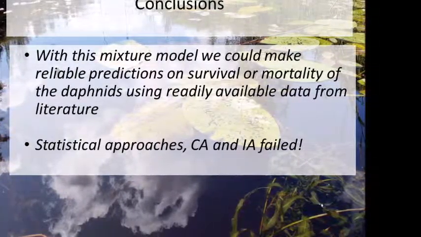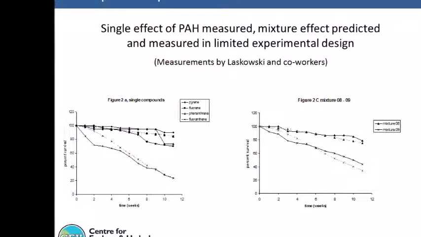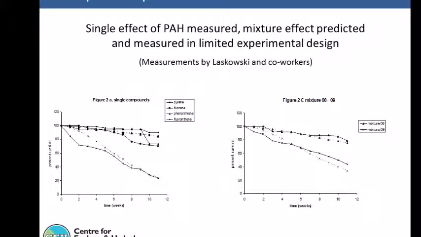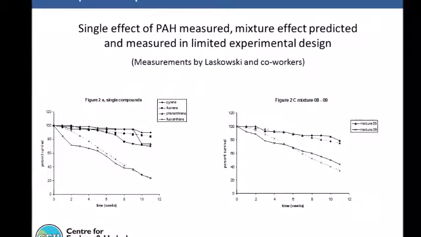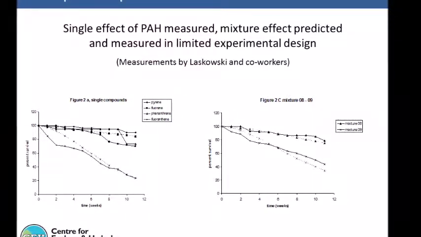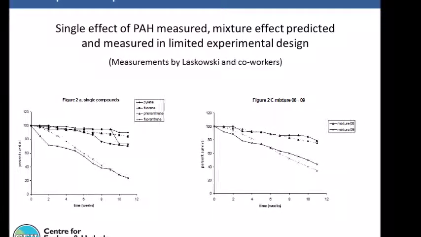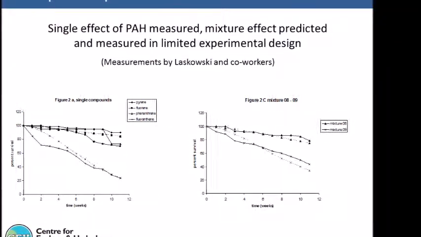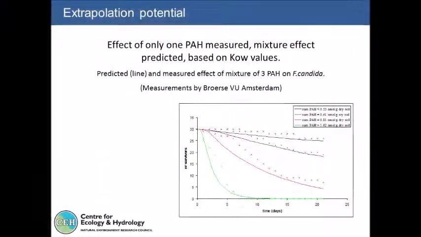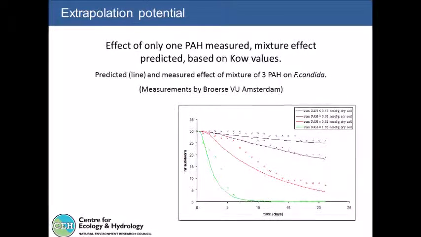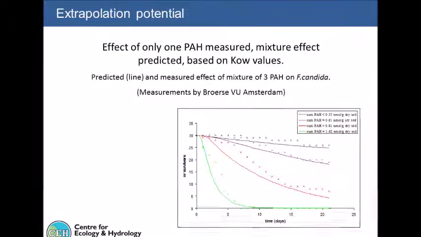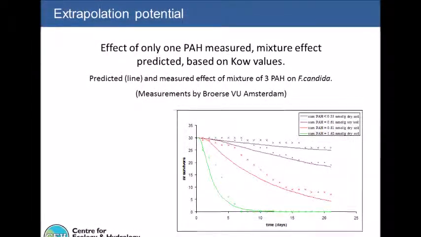We were looking at the effect of PAHs, mixtures of PAHs. This is a measurement that was done in the laboratory of Kees van Gestel at the VU. Mieke Broers did the measurements. Basically we had data on a mixture of PAHs and on one single PAH. We derived the toxicity parameters for these other two using QSARs from this one PAH, and then used the toxicity parameters to calculate the mixture effect. And as you can see, it's almost spot on. It's the whole time course of the toxicity that can be predicted for a mixture of 3 components by just doing one measurement.